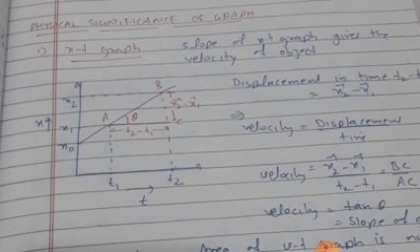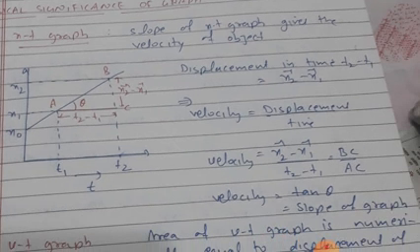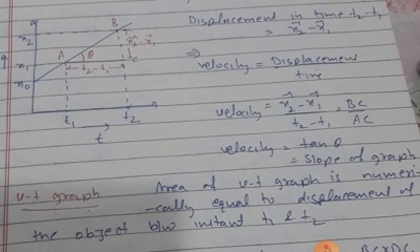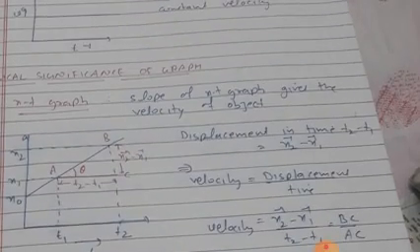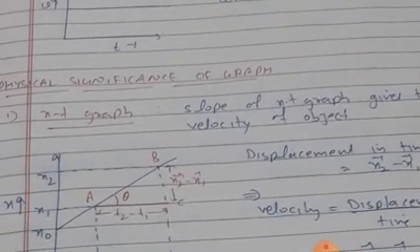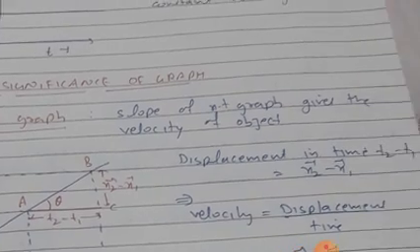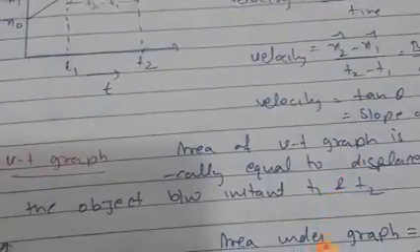So how much is the displacement? x2 minus x1 divided by time t2 minus t1, and it is in the form of a right angle triangle. It can be written as BC over AC, and BC over AC is called tangent theta, and tangent theta is called the slope of the graph. So we'll say that the significance of the graph is that the slope of the xt graph gives the velocity of the object.